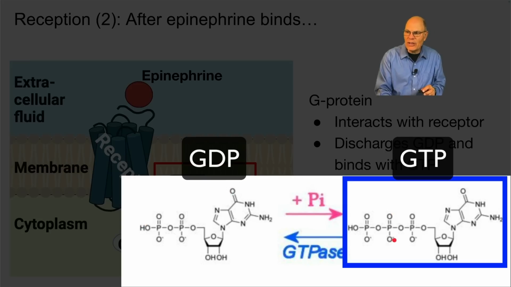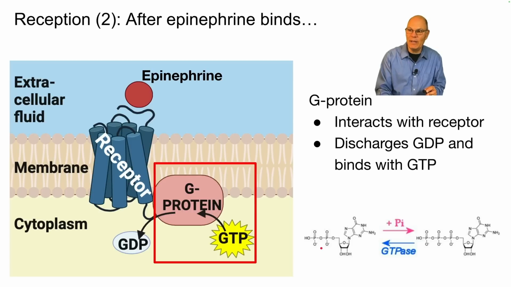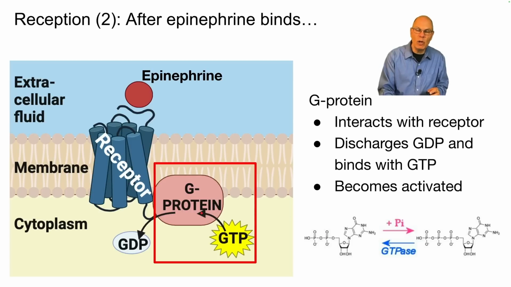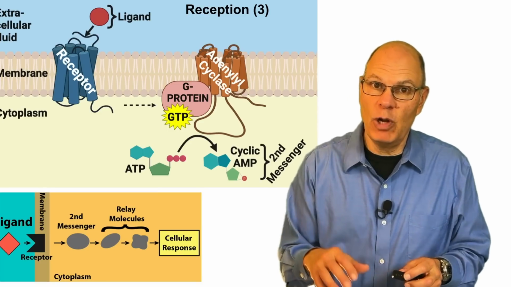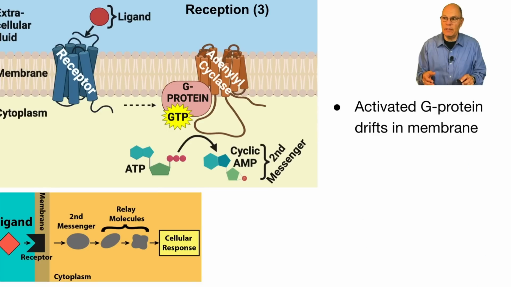And again, notice that this has 3 phosphates over here, just like ATP. This only has 2 phosphates over here, like ADP. The result is that the G protein now becomes activated. So what happens to the G protein once it's bound with GTP? It drifts in the membrane.